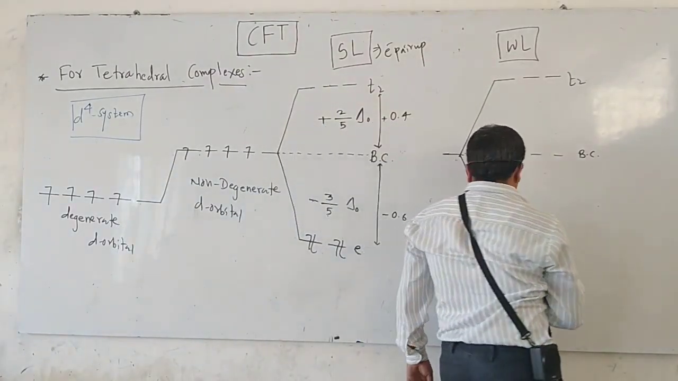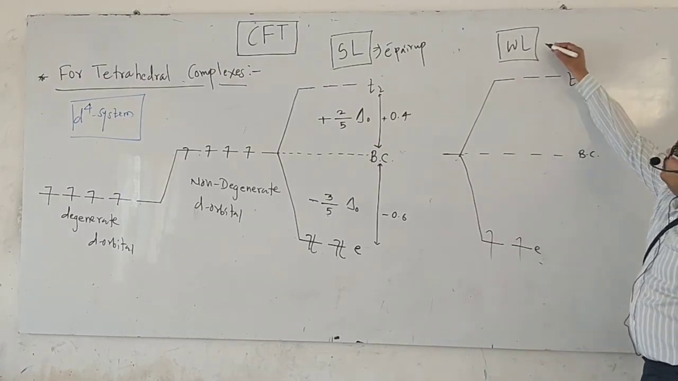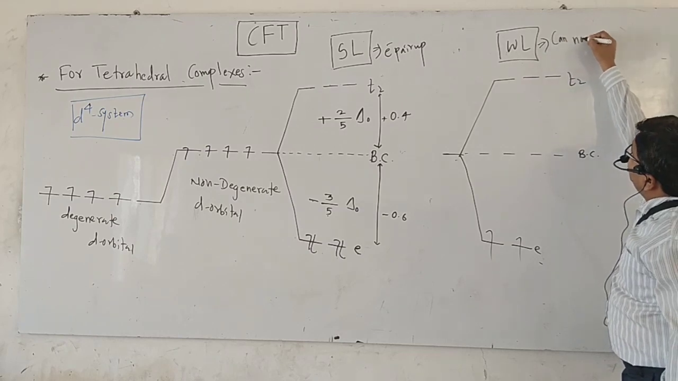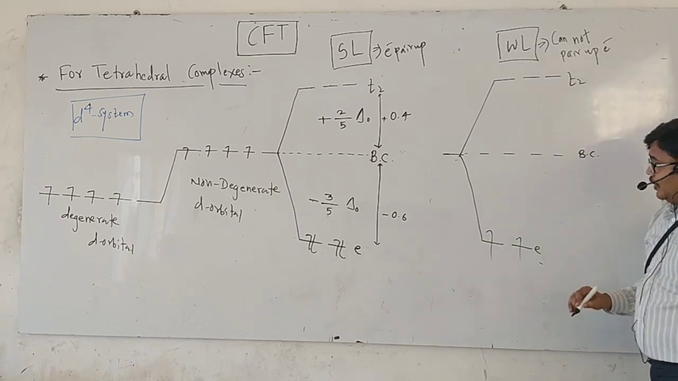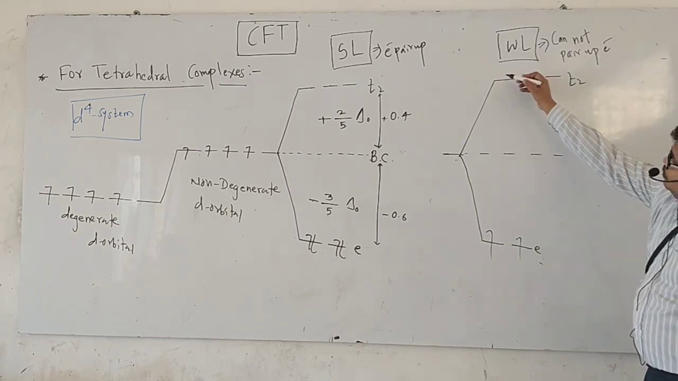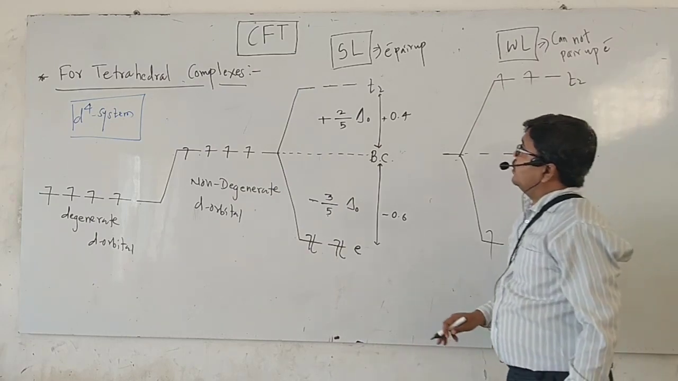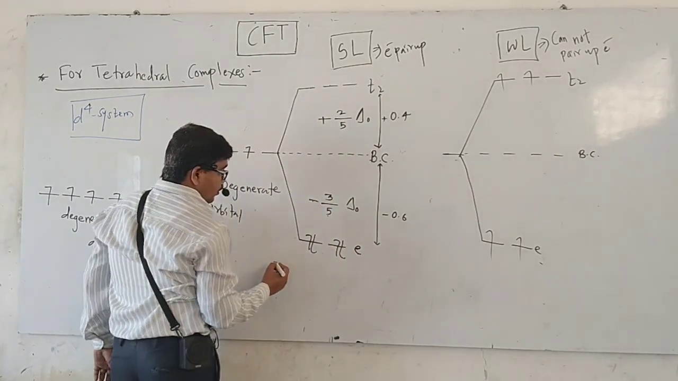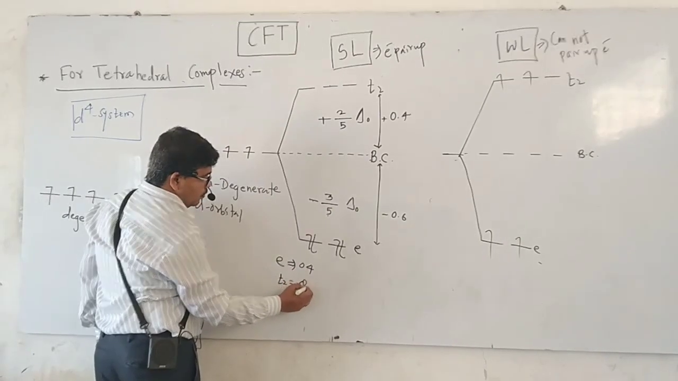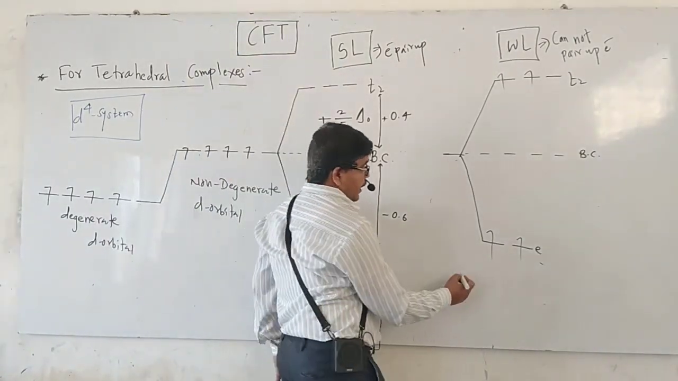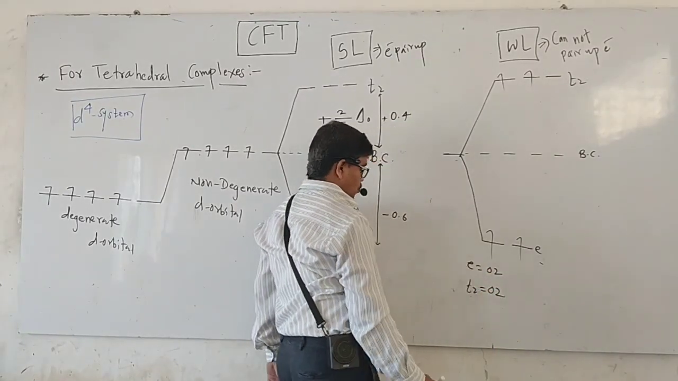Now in case of weak ligand, how to write 4 electrons? 1, 2. Now you know that weak ligand cannot pair up electrons. Pairing will not happen. The third electron will go to this T2. This will be the fourth. Now for strong ligand, the electronic configuration will be E4 and T2 0. And in case of weak ligand, E2 and T2 2.